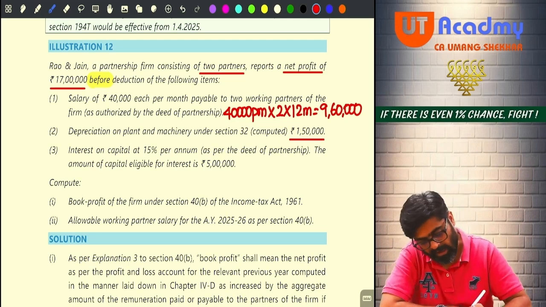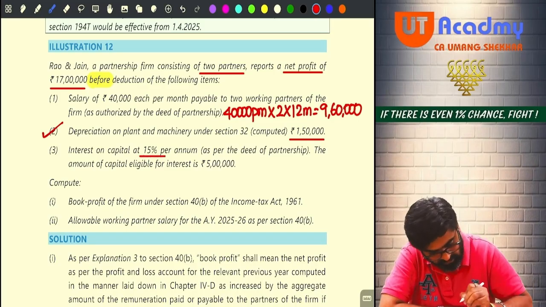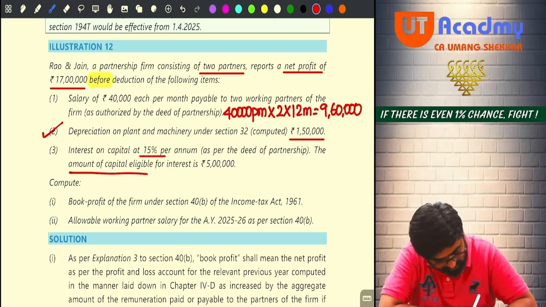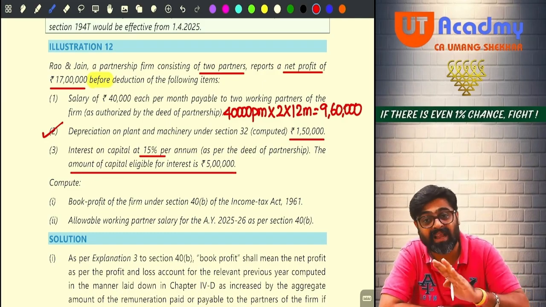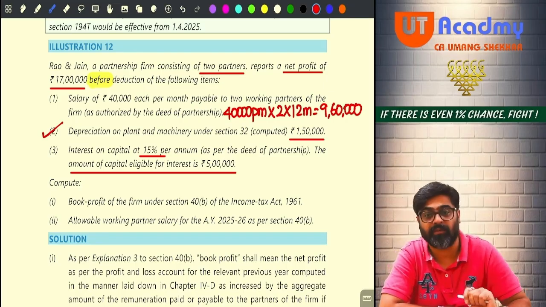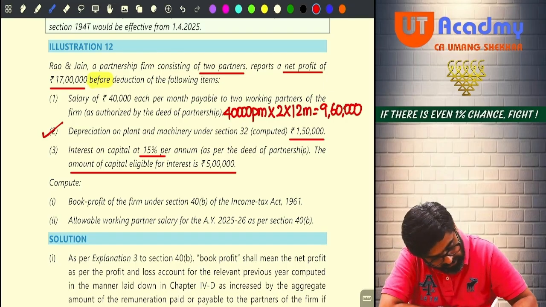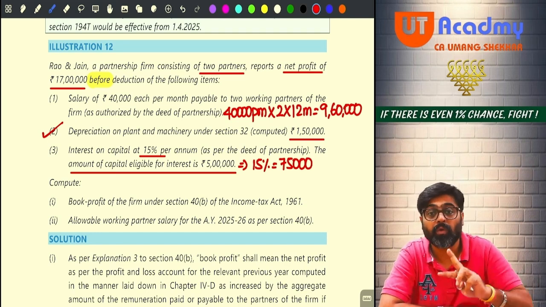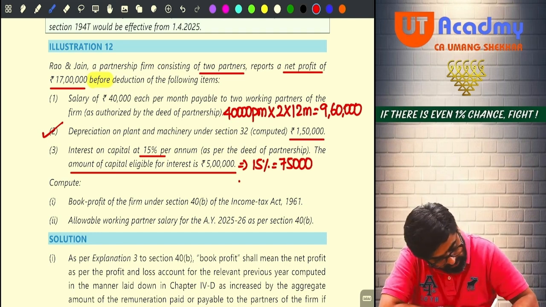So I will reduce this amount. And I will also reduce interest, but which is at 15% per annum. And the amount of capital eligible for interest is 5 lakh. My dear friends, 5 lakh is not interest. 5 lakh is the capital on which 15% interest is given. So the interest actually given is how much? Interest actually given is 15%, which is 75,000. Tell me, is this 75,000 allowable or only 12% is allowable? So I will calculate 12%. 12% should be 60,000. Yes or no?